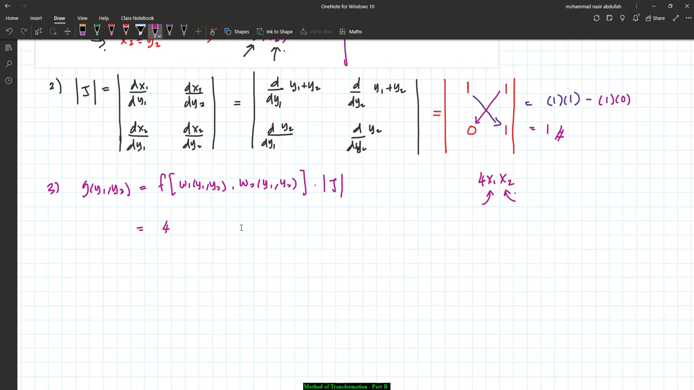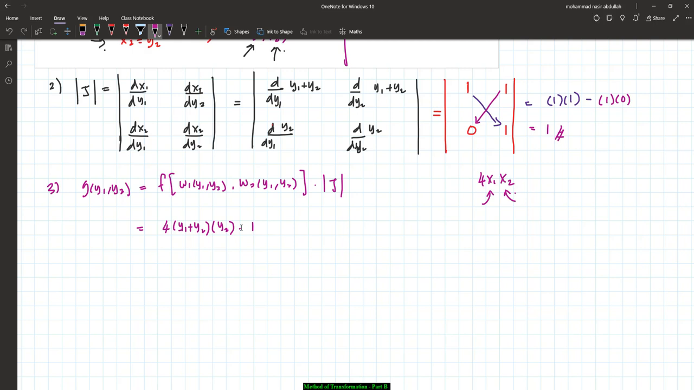So this one should be 4. x1 is equal to y1 plus y2, right? And x2 is equal to y2, multiplied with the determinant of J. So later we put in J, but it is equal to 1. So we multiply with 1 only. No need to get a headache.